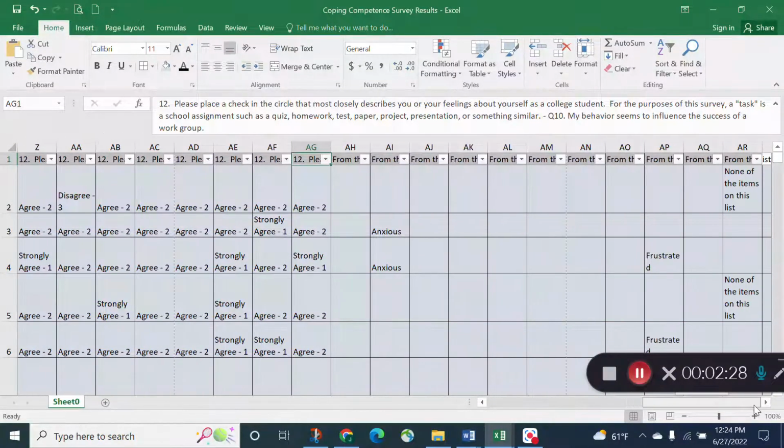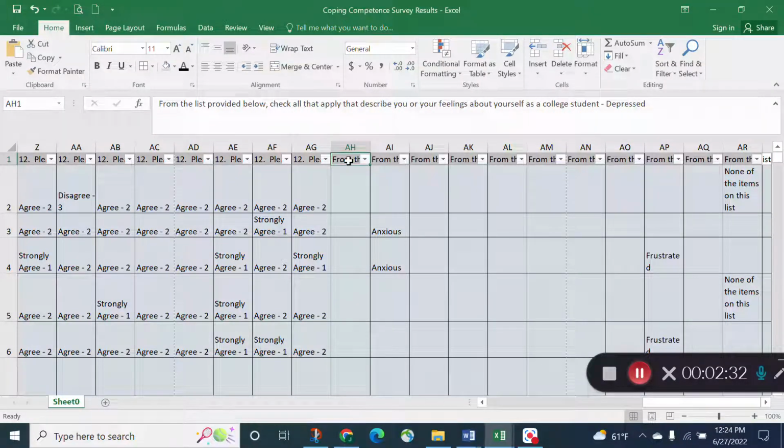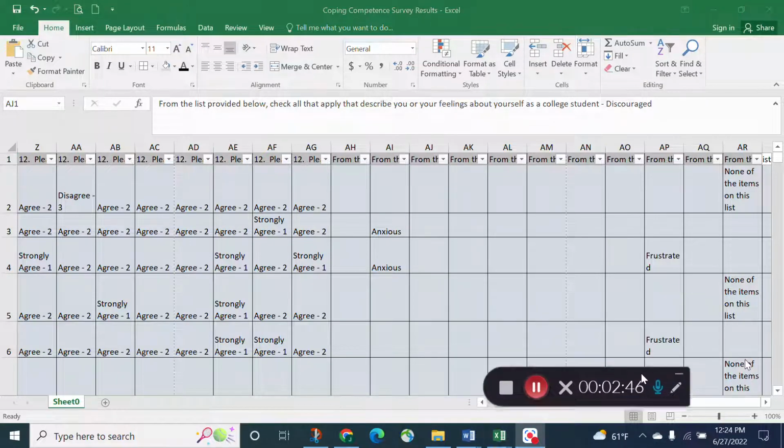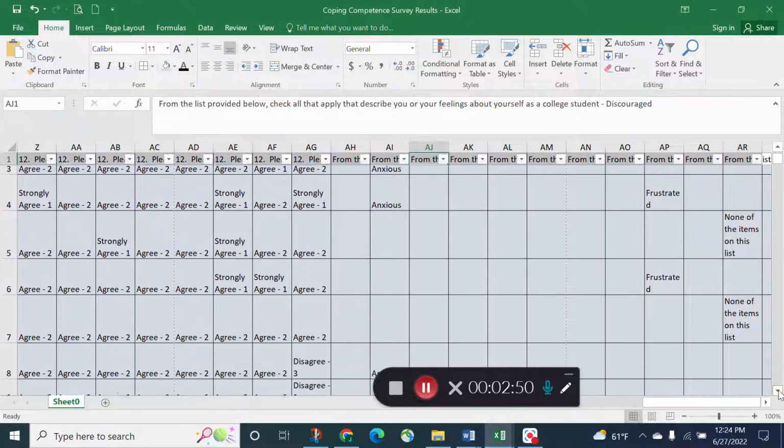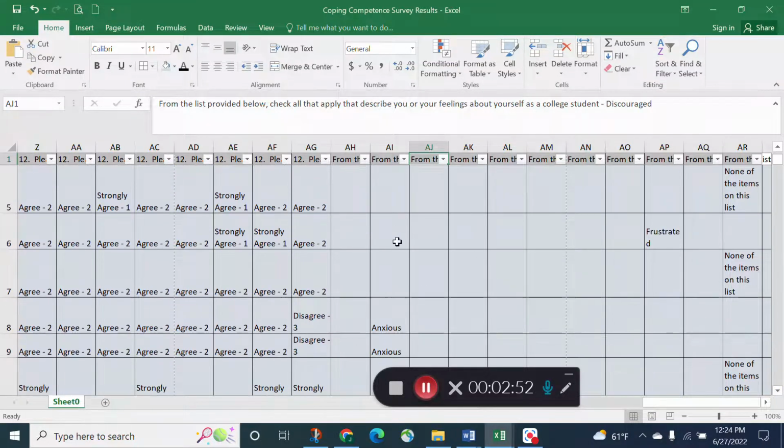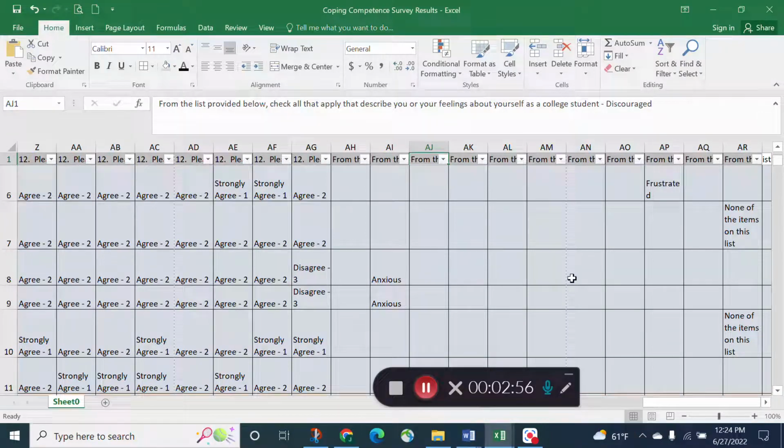Question 13 is from AH is the actual question. And then here is the answer for anxious, discouraged. And so here's some frustrated answers. And then one of the options for this question was none of the items on this list. And then you can see throughout here different answers that people gave. So this is what the data looks like.